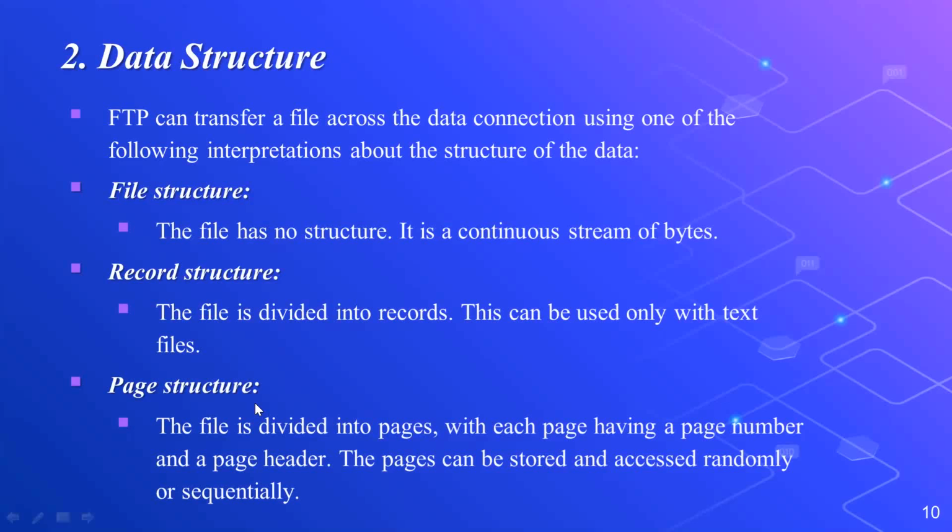The third one is the page structure. Here the file is divided into pages, and each page has a page number and a page header. All these pages can be stored and accessed randomly or sequentially, since they have a page number and page header.